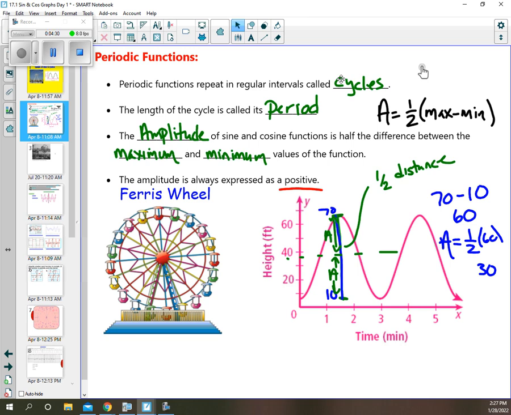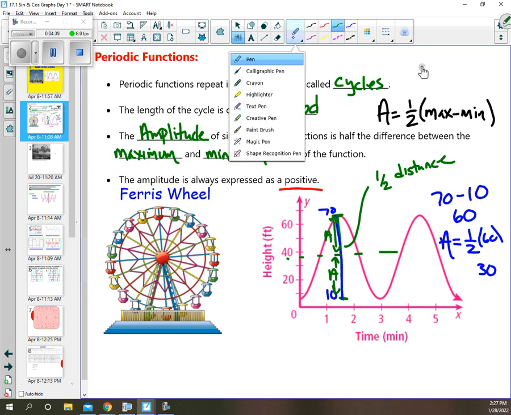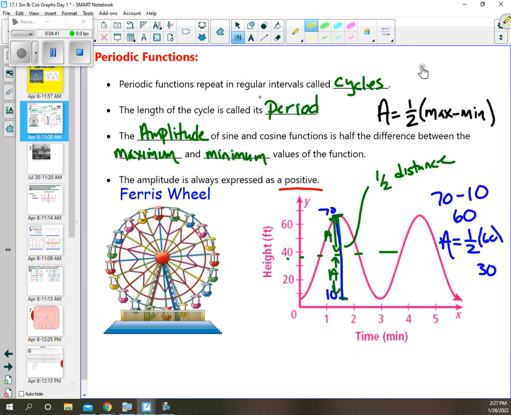The other thing I want to draw on this picture is the period. I talked about amplitude; let's talk about what the length of a cycle would be. I'm going to grab a highlighter here. When I look at the period value for this one, it's really taking a look at a complete cycle, being able to tell what's happening and where that's going to be.